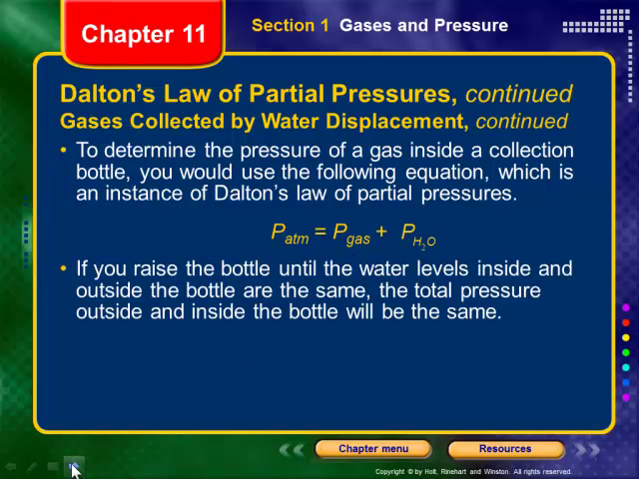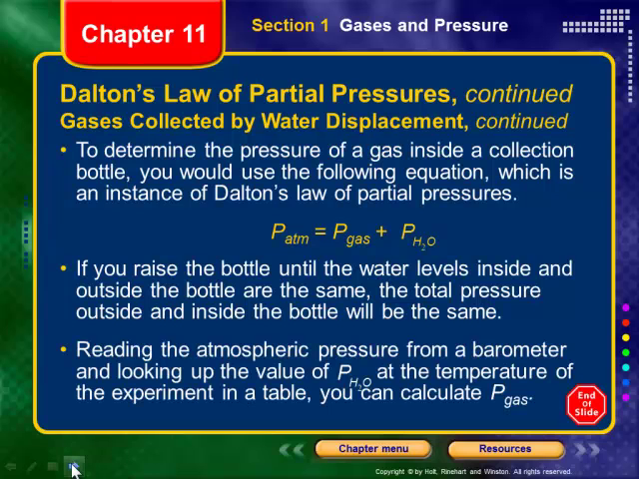Now, before you do this, you have to make sure that the water levels inside and outside the bottle are the same. That way you're certain that the total pressure inside the bottle and outside are the same. If there's any difference in those water levels, then there would be a difference in the pressure. So you have to make sure that it's the same both inside and outside. The atmospheric pressure you can get from a barometer, and as I said, the value for the partial pressure of water vapor can be found on page 859 in your textbook.